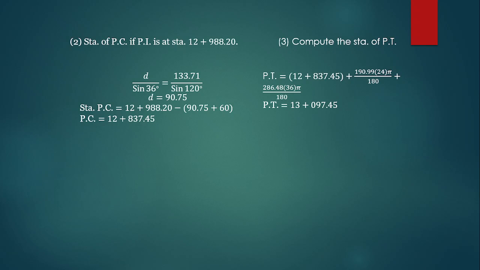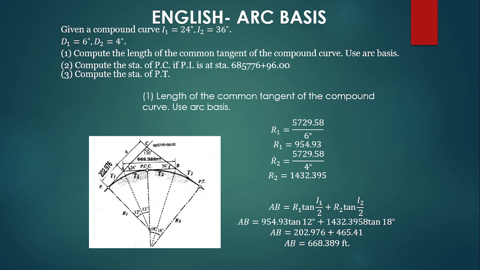Same goes to finding station of PC and station of PT. Parehas lang din naman po. Ito naman tayo sa English basis. Same given na lang po yung ginamit ko. Ang iniba ko na lang po ay iba lang yung sa PI. Binago ko yung value ng PI.